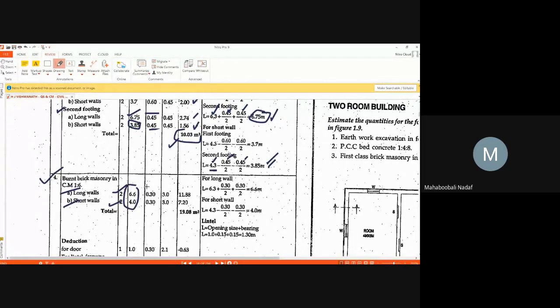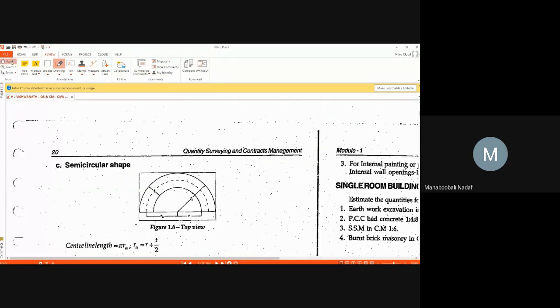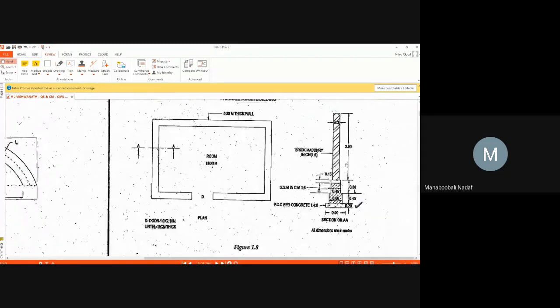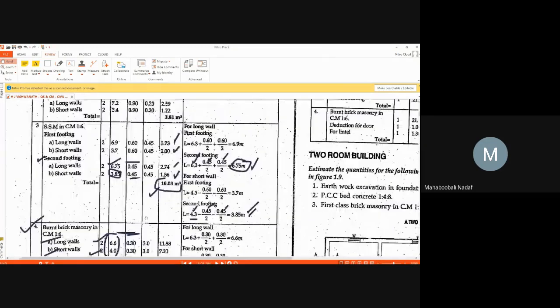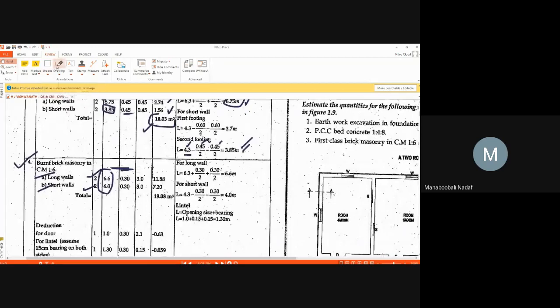Okay. What is the width of the wall from the cross section? From the cross section, what is the width of this wall? 0.3. What is the depth of the wall? 3 meter. So those things are entered here. So width is 0.3, depth is 3.0. So for long wall and short wall, width is the same, depth is the same. You have not written this length. You are going to calculate.